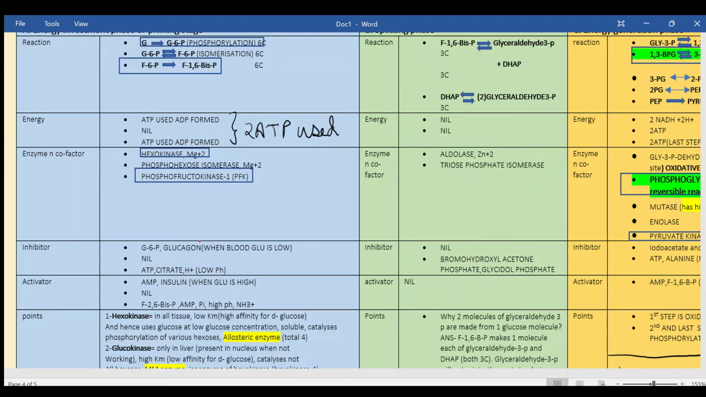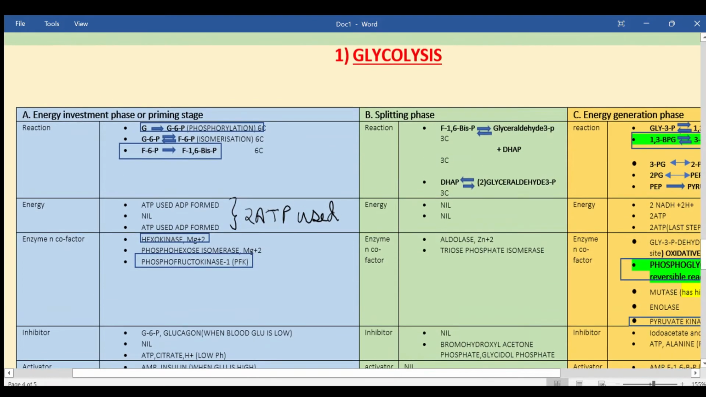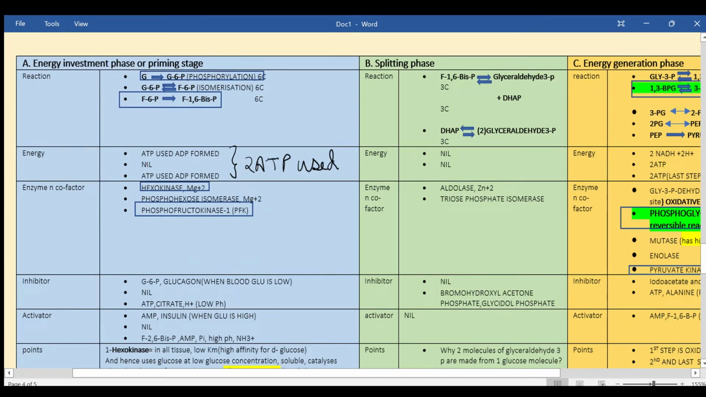But when glucose level is low in your blood, then why do we need glycolysis? It should be inhibited. And if we inhibit the first step of glycolysis, then the next 9 steps will not occur. They will be stopped. They will not occur at all. So, the first inhibitors of glycolysis are glucose 6-phosphate and glucagon.